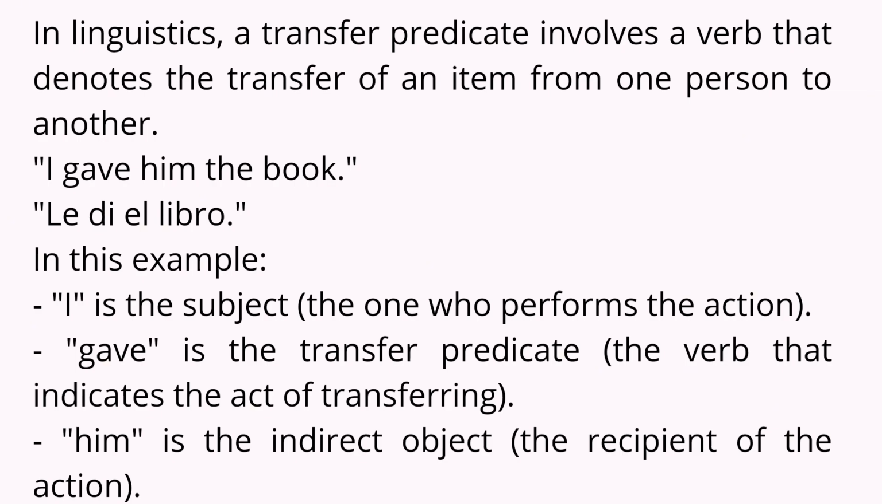In linguistics, a transfer predicate involves a verb that denotes the transfer of an item from one person to another. For example, "I gave him the book," or in Spanish, "le di el libro." In this example, I is the subject, the one who performs the action, while gave is the transfer predicate, or the verb that indicates the act of transferring, while him is the indirect object, or the recipient of the action.